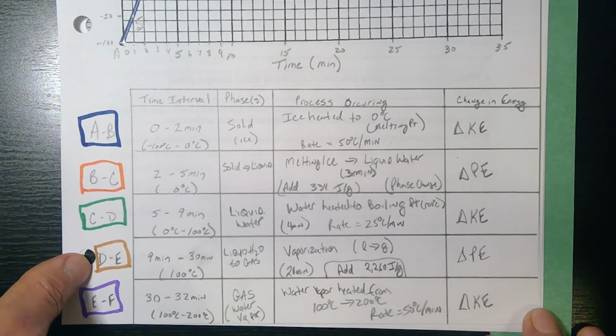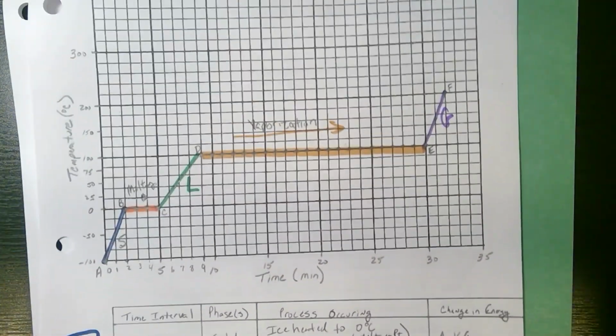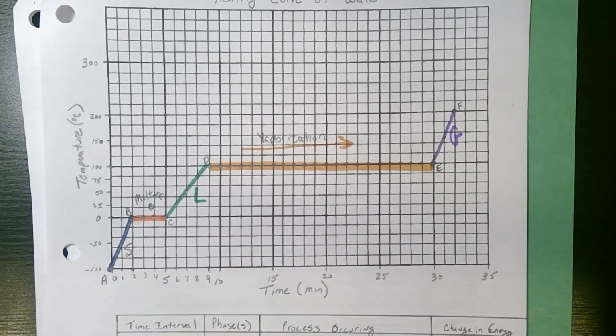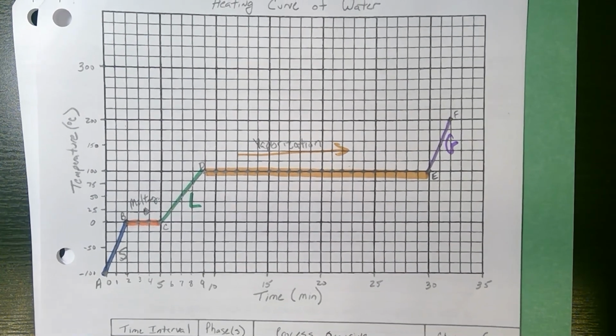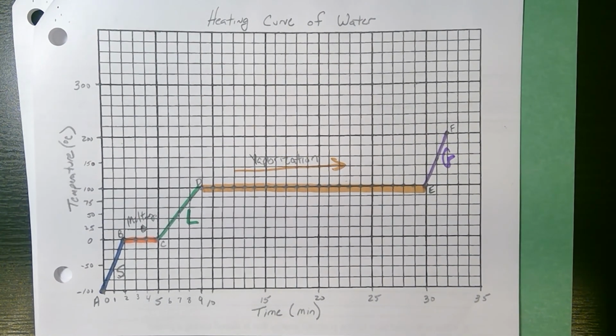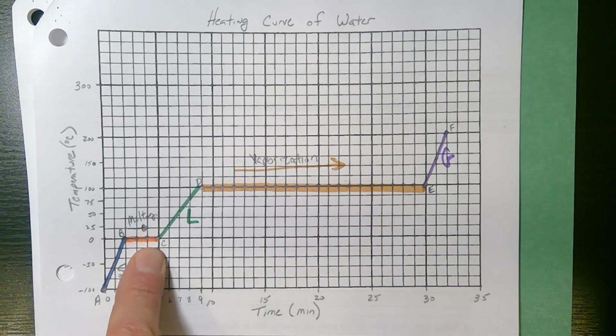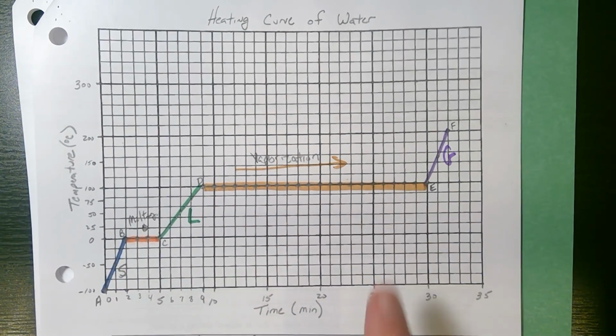Your graph should look something like this. You don't have to color code it. I just thought it would be easier to refer to them frequently on Regents questions. They'll label the points at the end of each segment, but that graph is always going to look the same. Whenever you look at a heating curve of water, melting is going to be at 0, vaporization is going to be at 100.